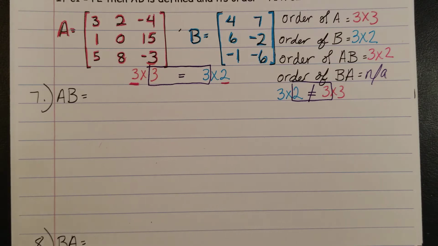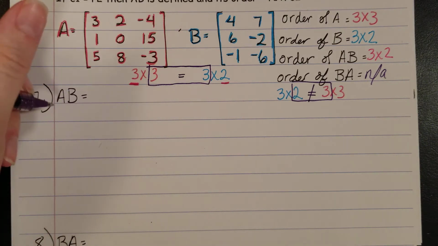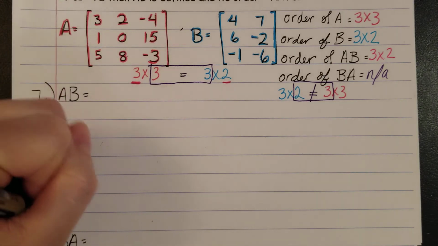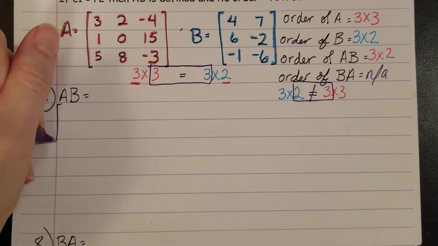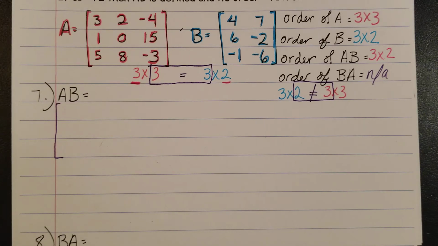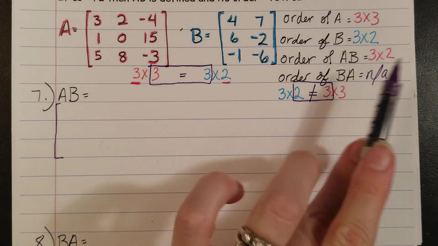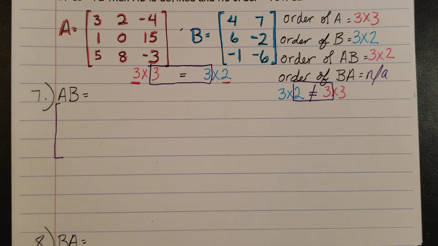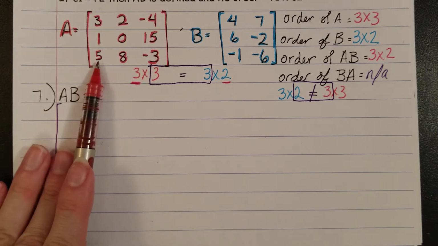You can probably find a lot of videos on YouTube of how to calculate matrix multiplication, but I'm just going to show you the way I do it. I know that my answer is going to be a 3 by 2. So I'm going to start by writing down matrix A with a little bit of extra space in between the columns.